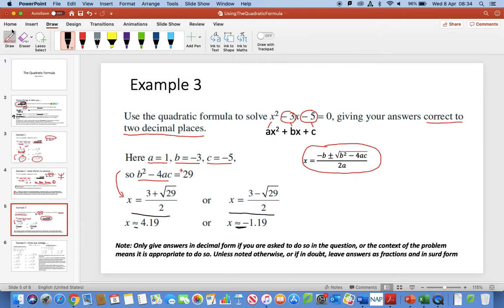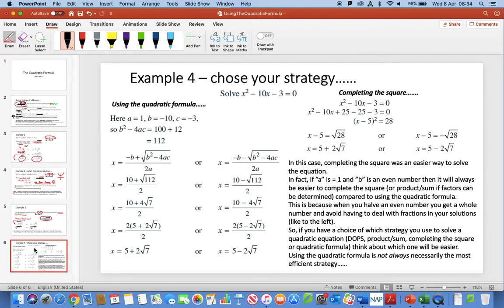Our last example is here. Now the last example, I've shown you 2 possible ways that we could solve this. Okay, and I want to have a quick chat about thinking about the strategy that you use to solve your equation if you're able to choose whatever strategy that you want. If you're asked obviously to solve it using the square or using the formula or by using product sum, then you need to do that. However, if it's an open question and just asks you to solve it, you can pick and choose the strategy that you want to use.